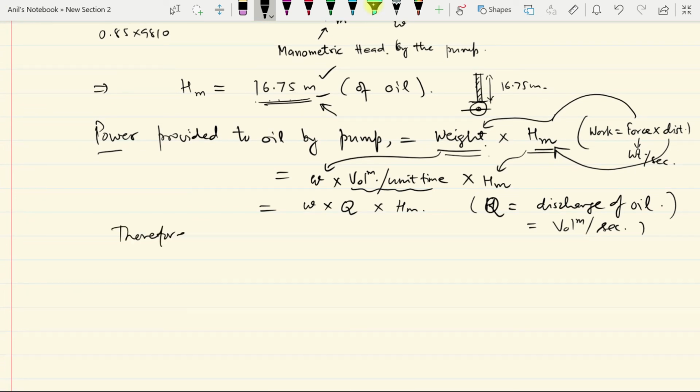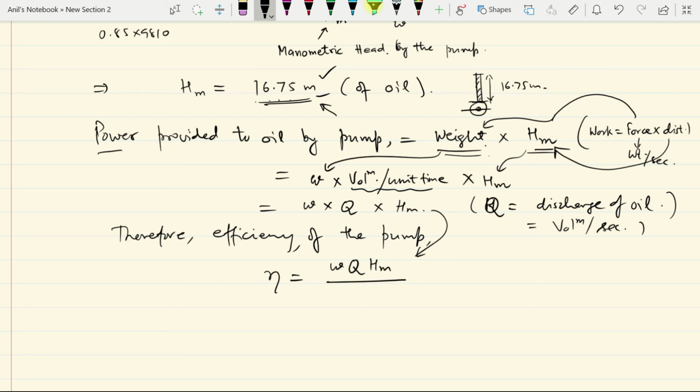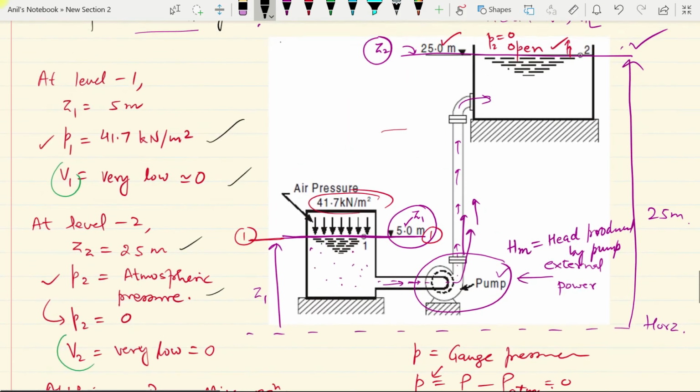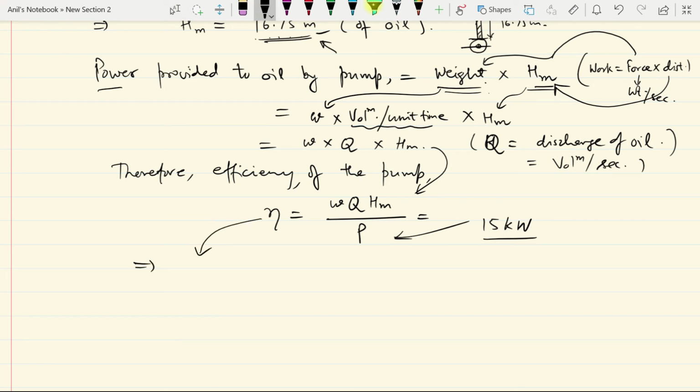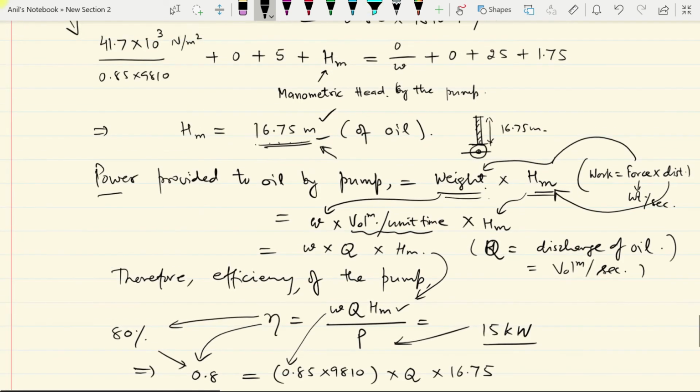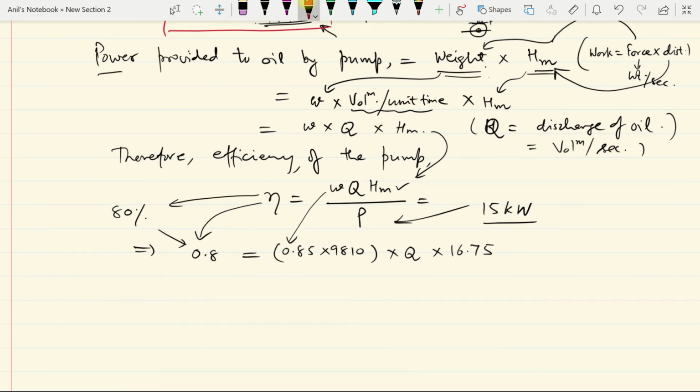Therefore, efficiency of the pump will be eta equal to actual power being generated divided by power of the pump. And we know power is given in the statement as 15 kilowatts. It is given in the question. And eta is also given as 80%, which can be written as 0.8 in fraction, is equal to W. W is 0.85 into 9810, into discharge Q into HM. HM was obtained to be 16.75 meters. It was obtained here. Divided by P. P is 15 kilowatts, so 15,000 watts.